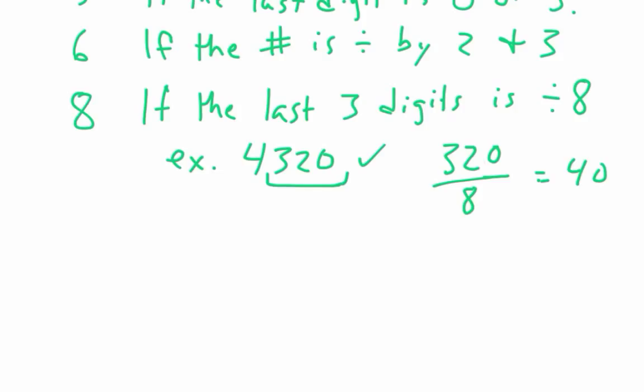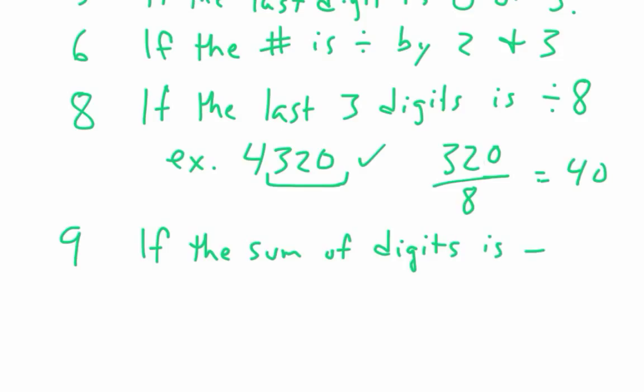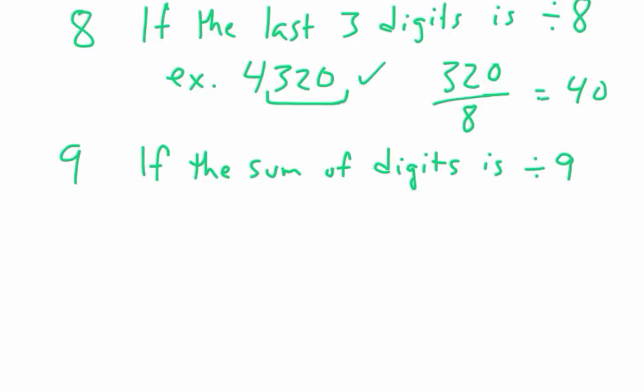All right, 9. So if something's divisible by 9, the sum of the digits has to be divisible by 9. So real similar to the test for 3. Do an example. Maybe if we had like 577.